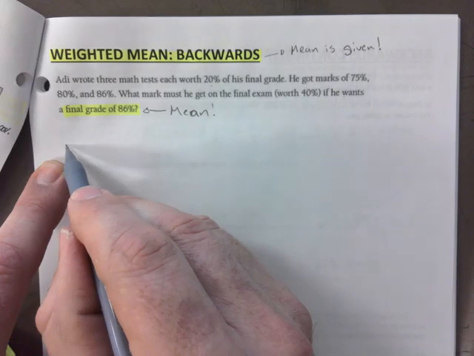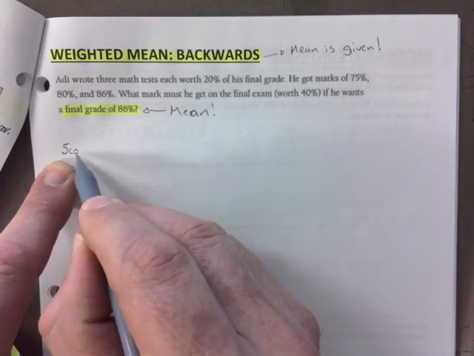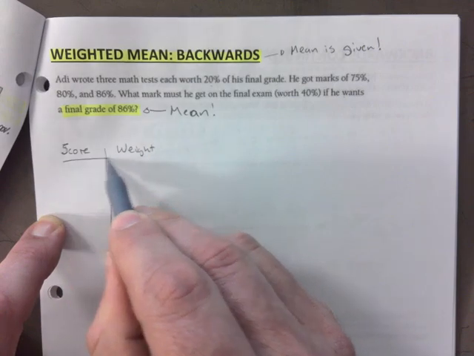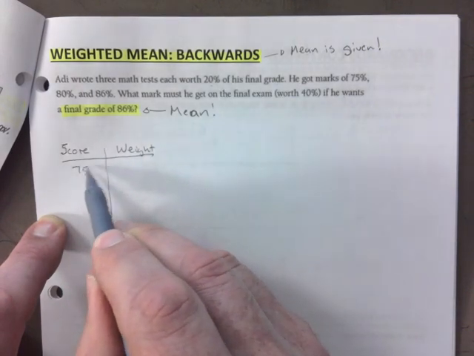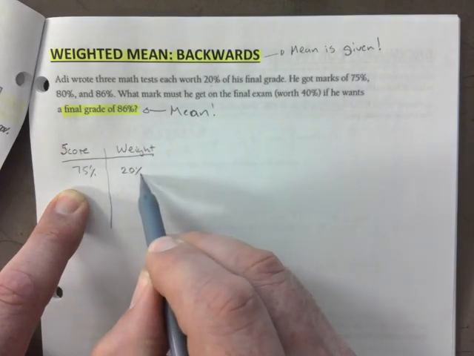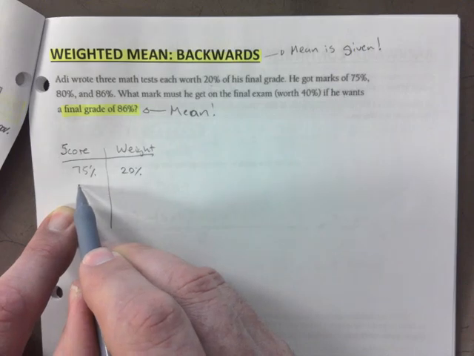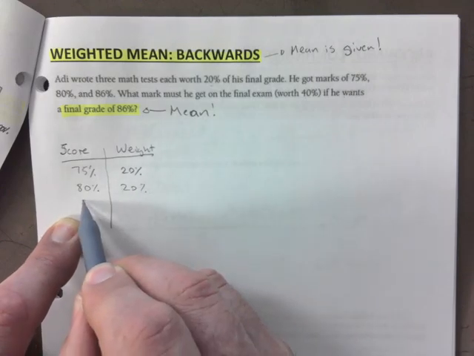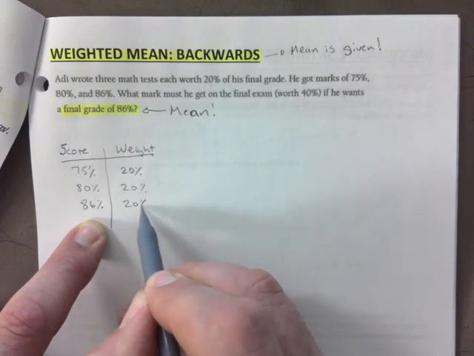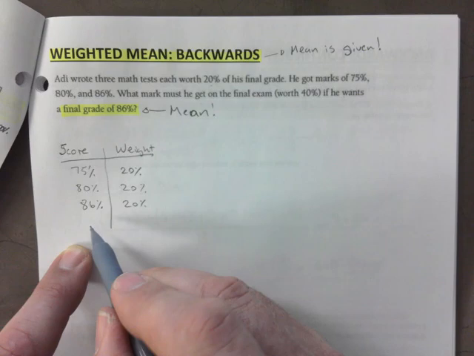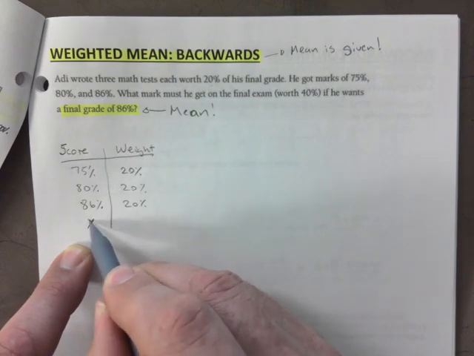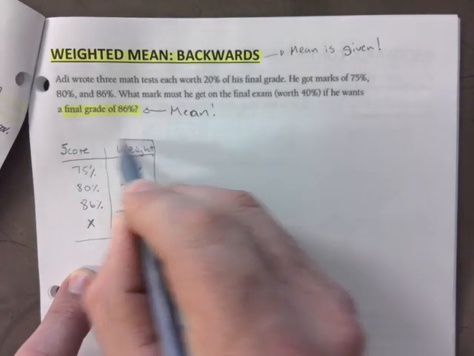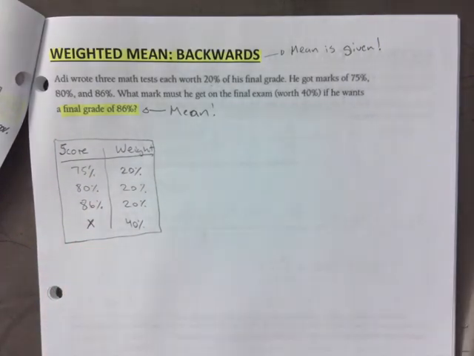So remember, we have tests, the score and the weight. Let's make a little table here. On the first one, we scored 75%, and it was weighted 20%. Then we scored 80, and that one was worth 20 as well. Then we scored 86. That was worth 20 as well. We're told they're all 20 at first. What must you get on your exam? This is our X, which is worth 40%. You kind of have to fill in the blank: what is that exam score?